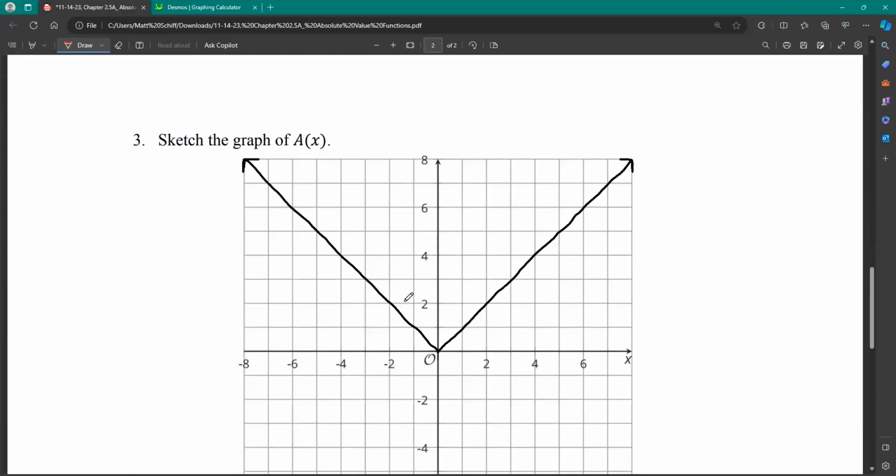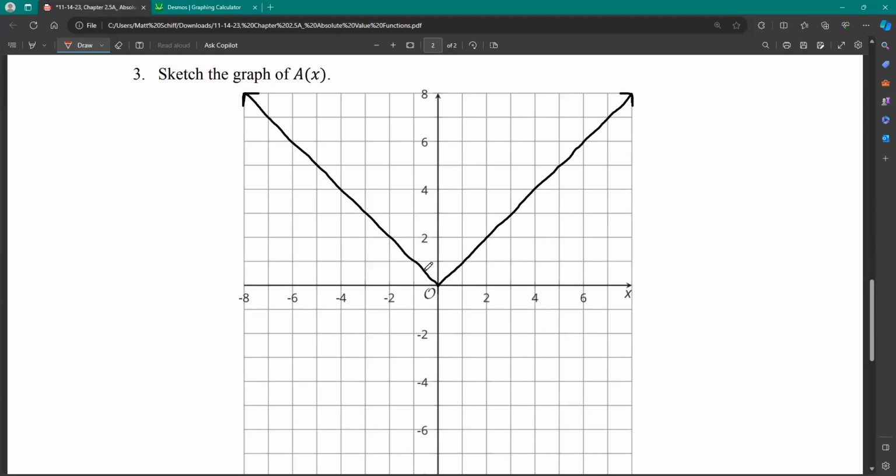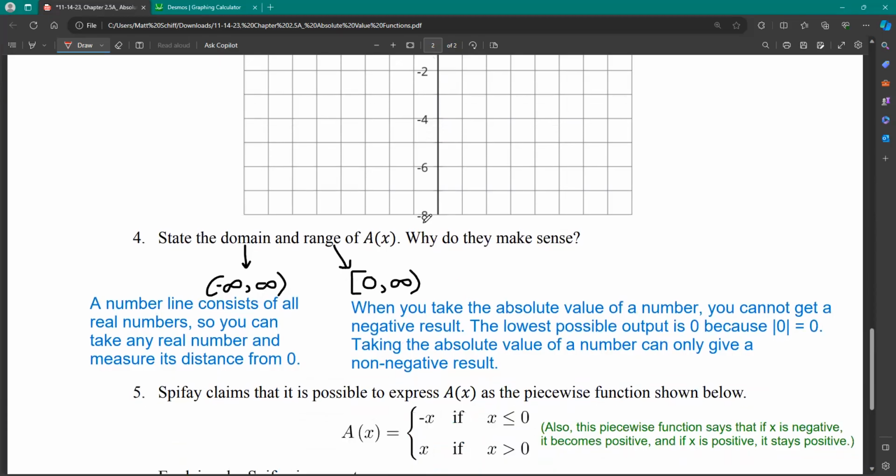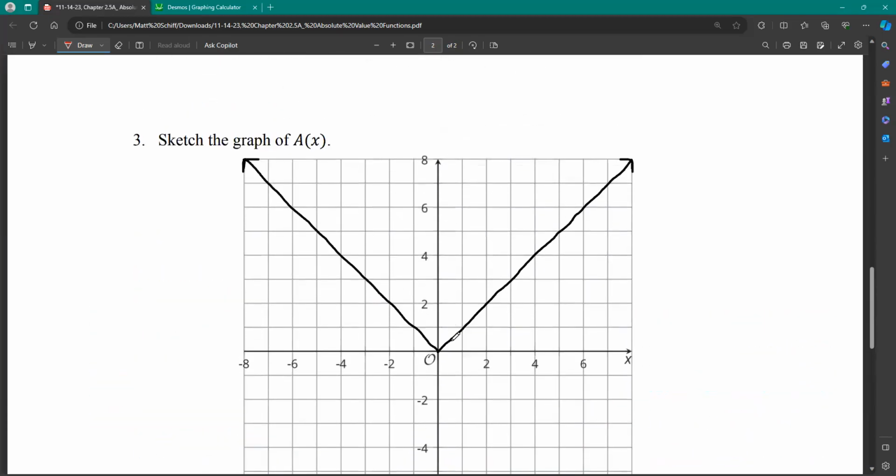So then we sketch the graph of a of x, and we see that V shape from the warm-up, just from plotting the points. For the domain and range of a of x, you can see the graph goes left forever to negative infinity, shown by the arrow. It goes to the right forever to positive infinity. Are there any breaks or gaps in the graph? Anything weird happening? No, it seems to be continuous the whole way. There is a change in direction at (0, 0), the origin, but the graph includes the origin. There's no open circle there.